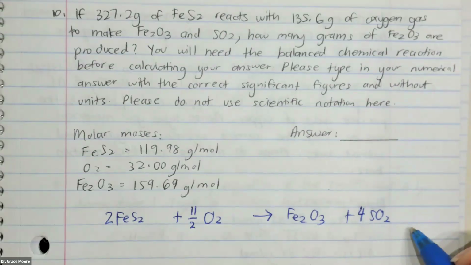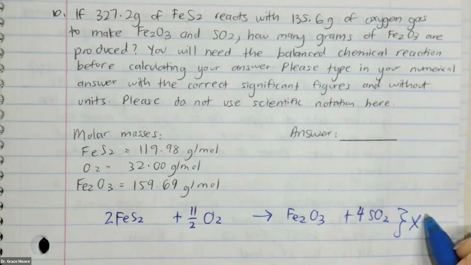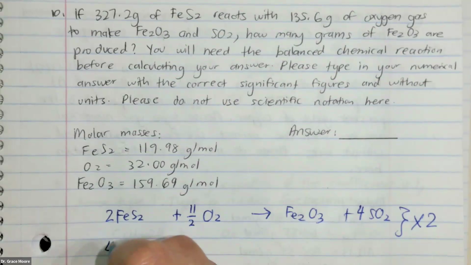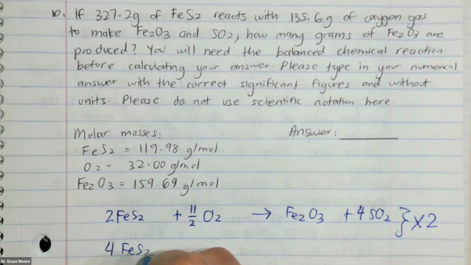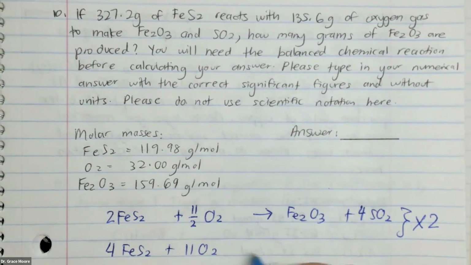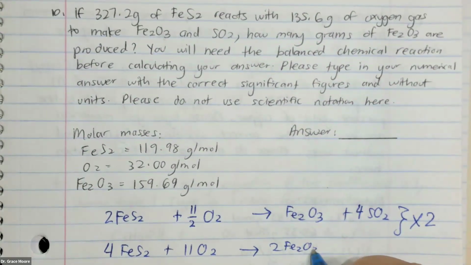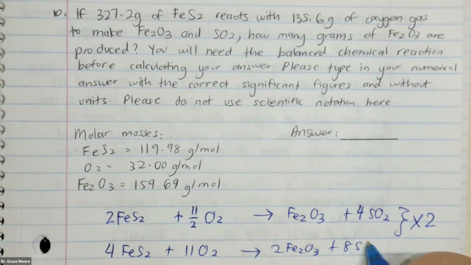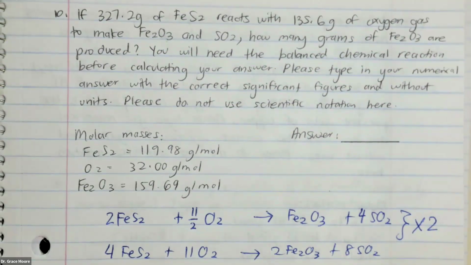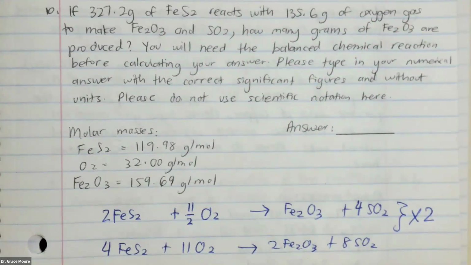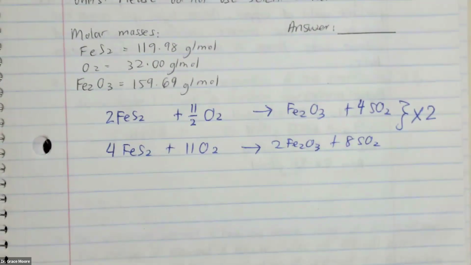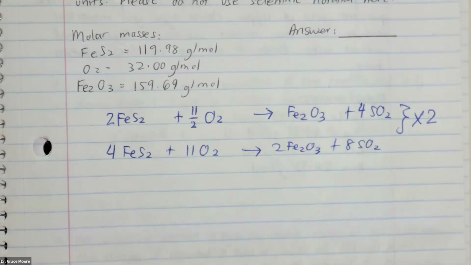So in this case, because it's divided by 2, we take the whole line times 2, and you really get the answer of 4 FeS2 plus 11 O2 goes to 2 Fe2O3 plus 8 SO2. That would be the balanced equation. Okay, once you have it balanced, we can continue with our calculations.